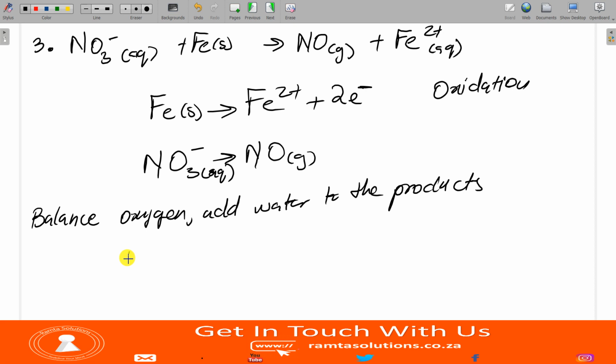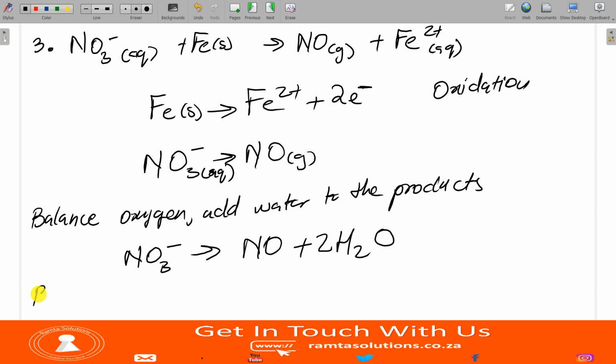So what do we do? This will be NO3 minus going to NO plus H2O. How many oxygens do we have on the reactant side? We have 3. On the products, we have 1. All right? So to balance the oxygen, we add a 2 here. As you can see now, the number of nitrogens is balanced, and the number of oxygens is also balanced: 3 on the reactant side, and 1 plus 2 on the product side, so oxygens are balanced.